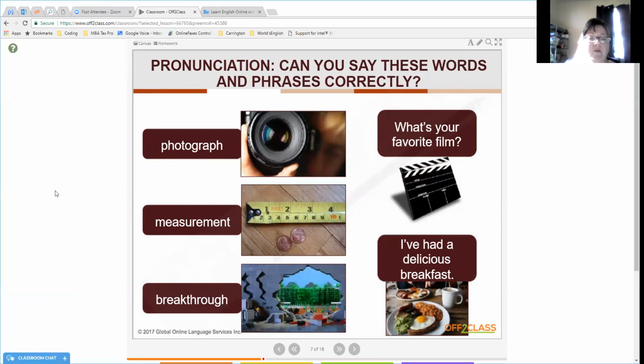Okay, so the first word, please pronounce that to yourself, and then I will pronounce it afterwards. So this one is photograph. This one is measurement. This one, breakthrough. Okay, here, and we have a couple phrases. What's your favorite film?